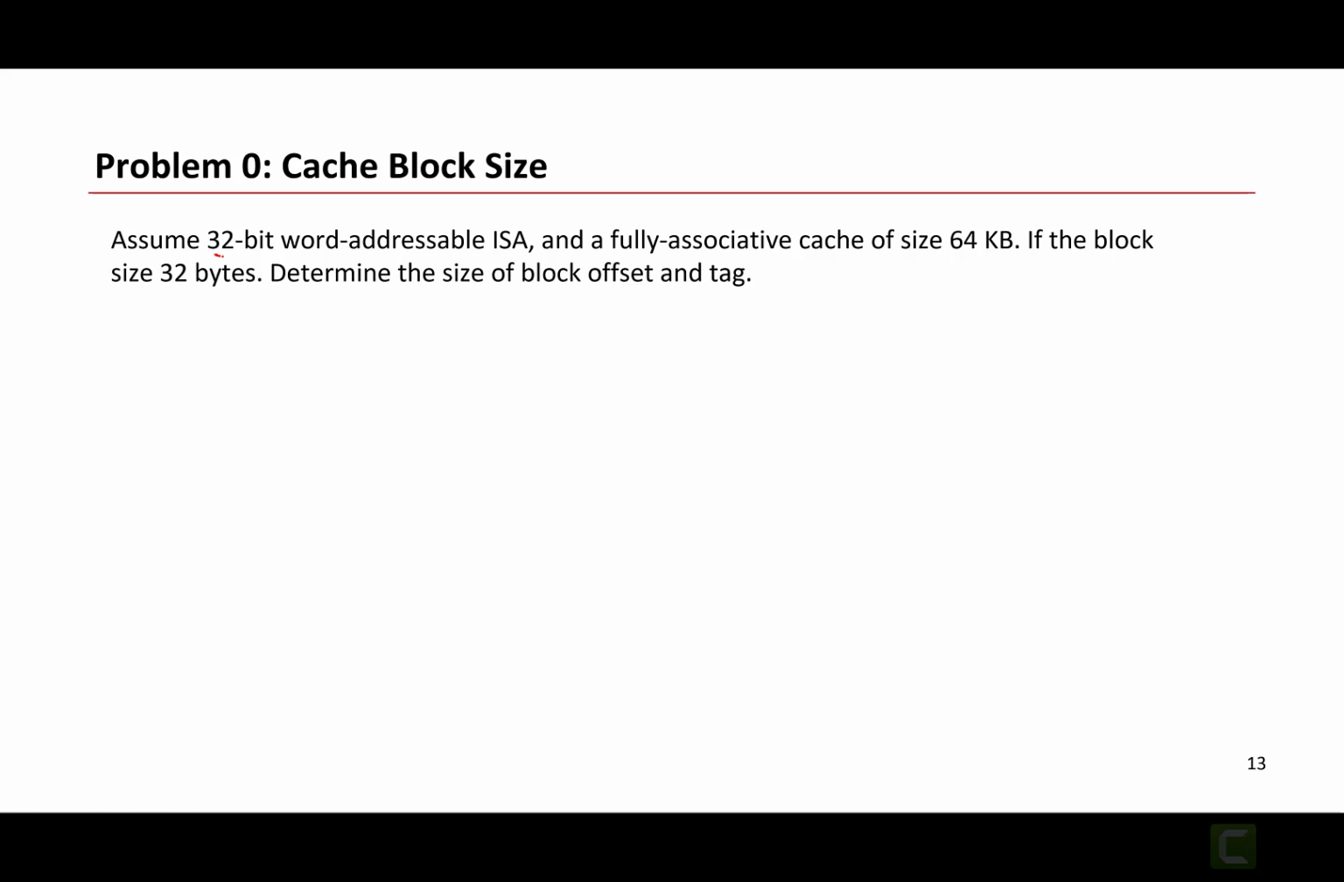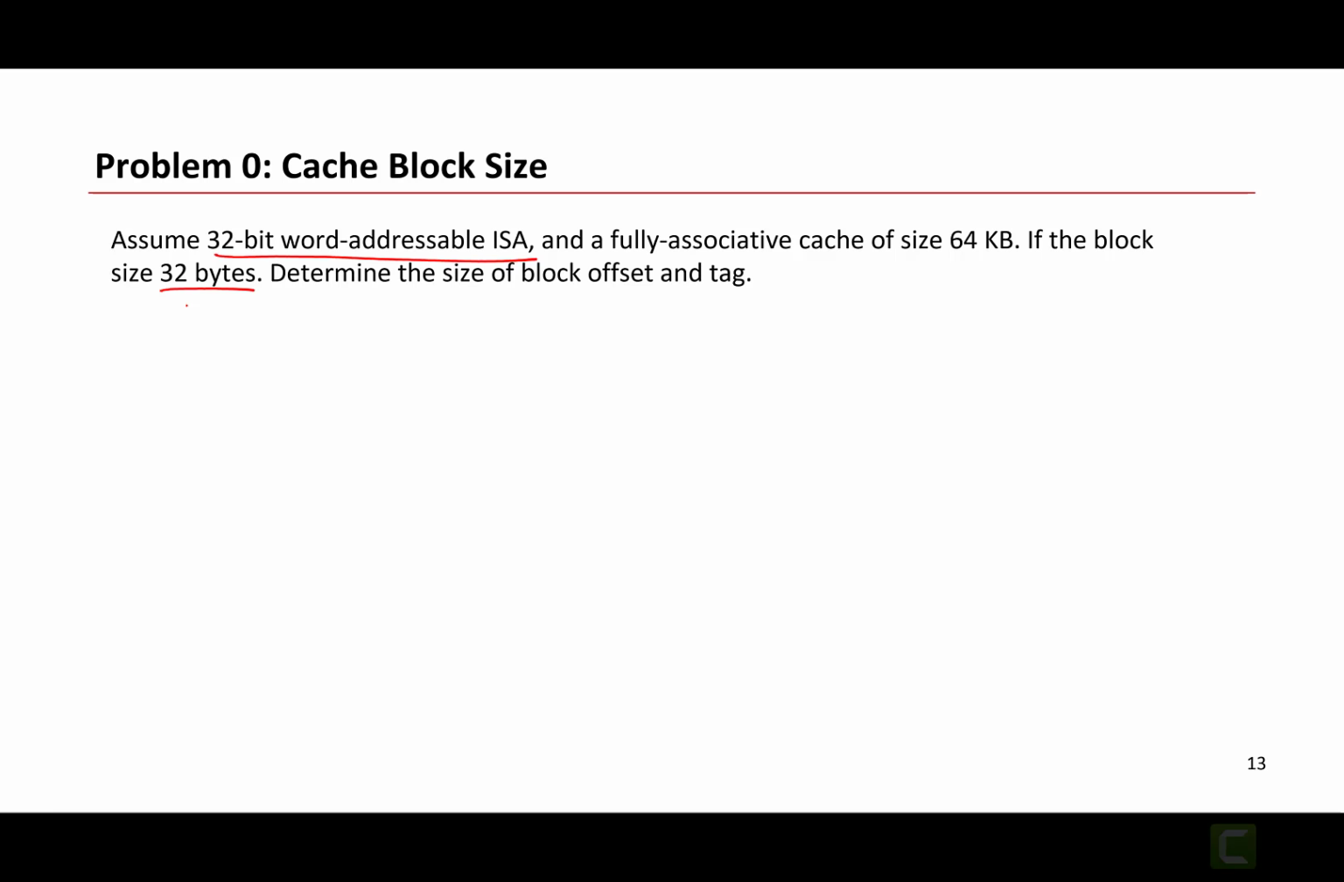In this case, the problem says the ISA is word addressable, different from the problems in caches that we have talked about so far. And the cache is a fully associative cache of size 64 kilobytes, and the block size is 32 bytes, not words, 32 bytes. The question asks you to determine the size of the block offset and tag.